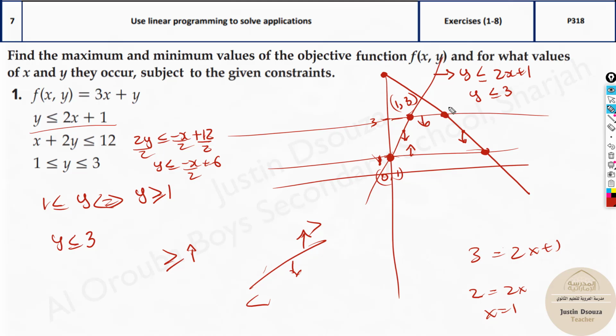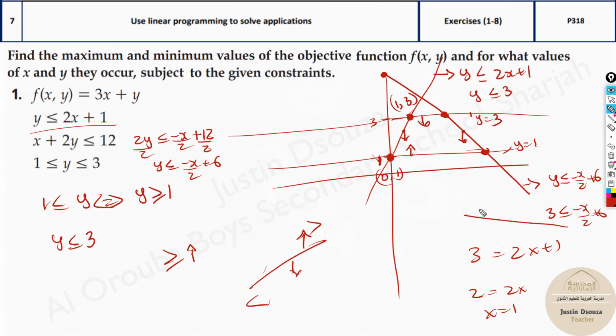What about this one? Now we need to see which equation this is. This equation was x less than or equal to minus x by 2 plus 6. Now substitute the y values. Over here the y value was y equals 3 and y equals 1. So we will have to do both substitutions. Over here it was on the axis, it was easy. Over here I will first substitute 3 and solve: 3 equals minus x by 2 plus 6.